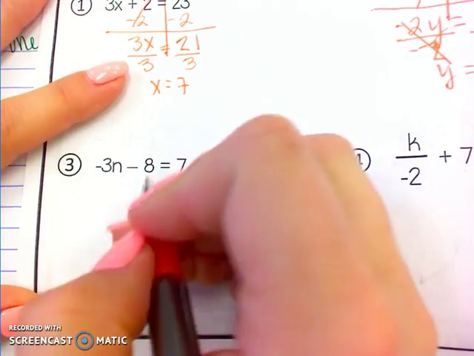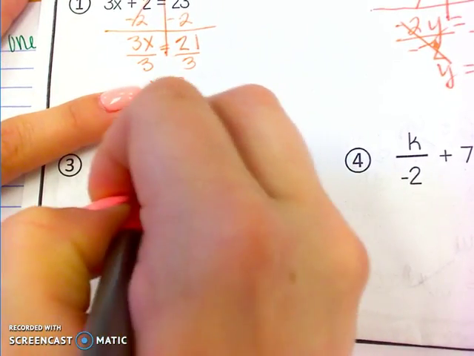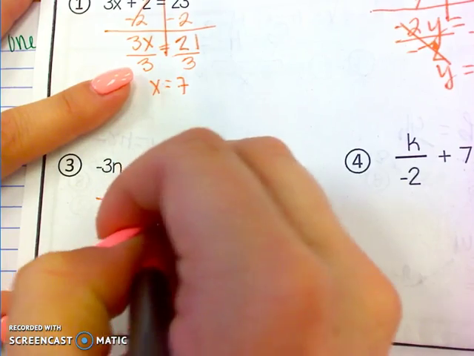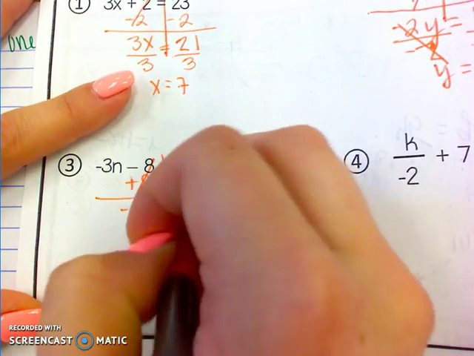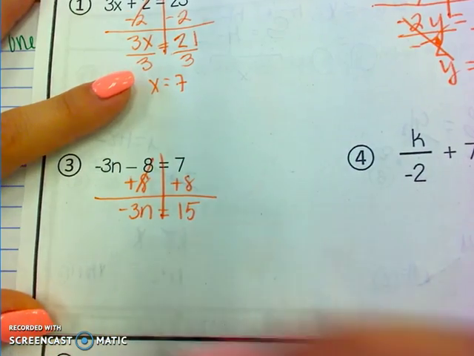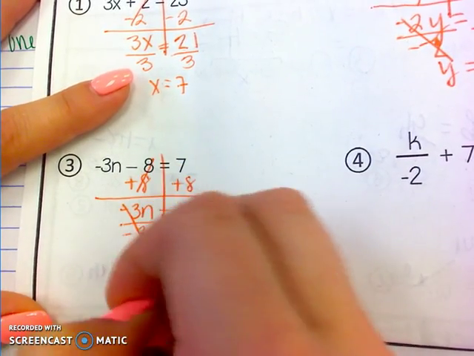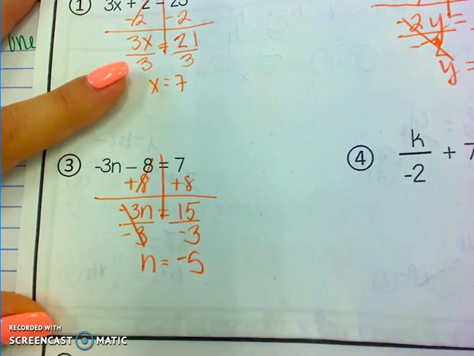Number 3, here's my associate -8. I'm going to add 8 to get rid of them. I'm left with -3n equals 15. Divide by -3. N equals negative 5. Okay.